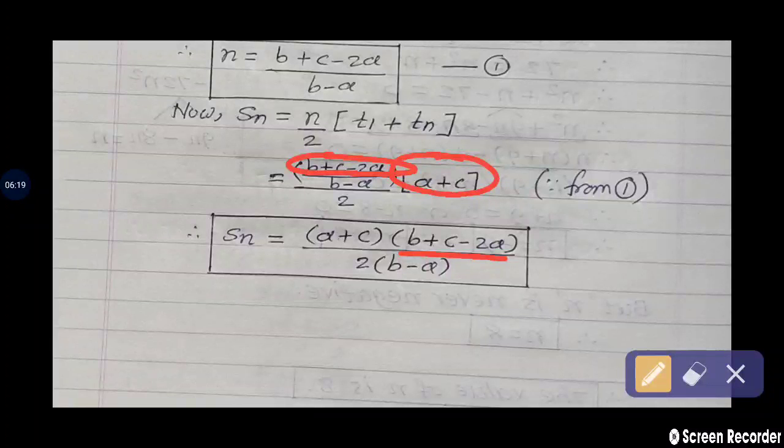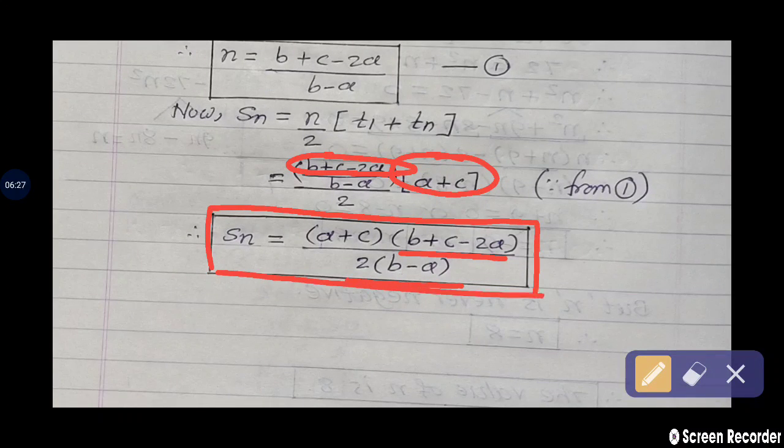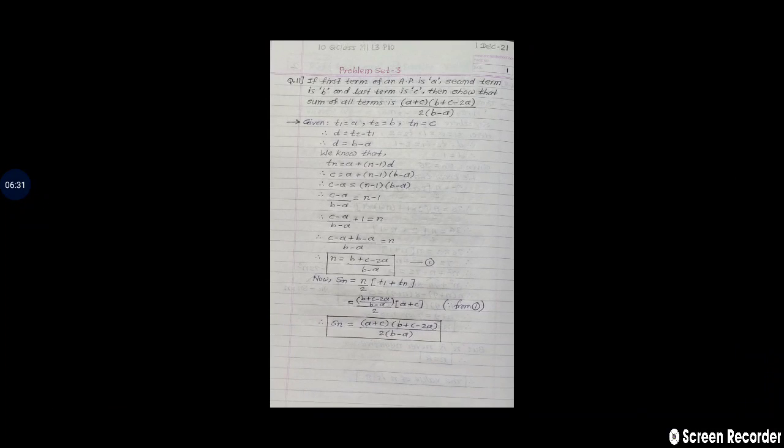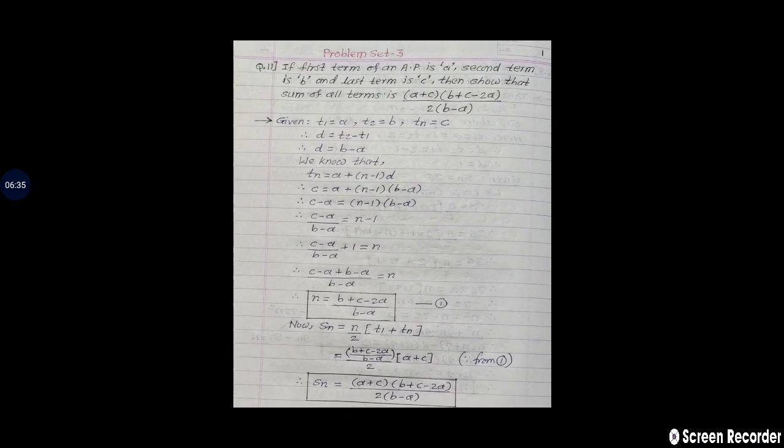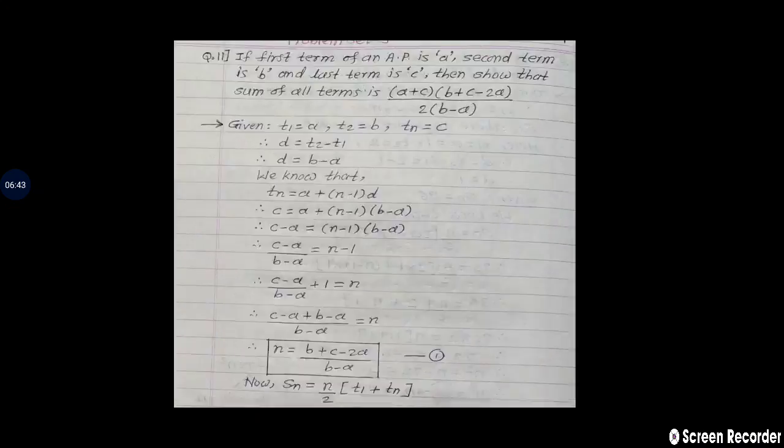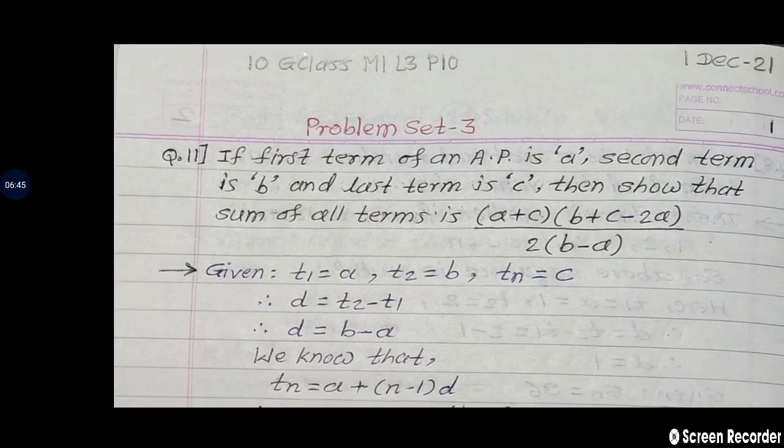So both the terms we are writing at the denominator, so 2 multiplied by (b minus a). So we are getting this answer, and this is our answer for the first "show that" question. In this way we are showing the "show that" question. So see there how to solve it, do the practice accordingly and try to write the answer. This is our question number 11.